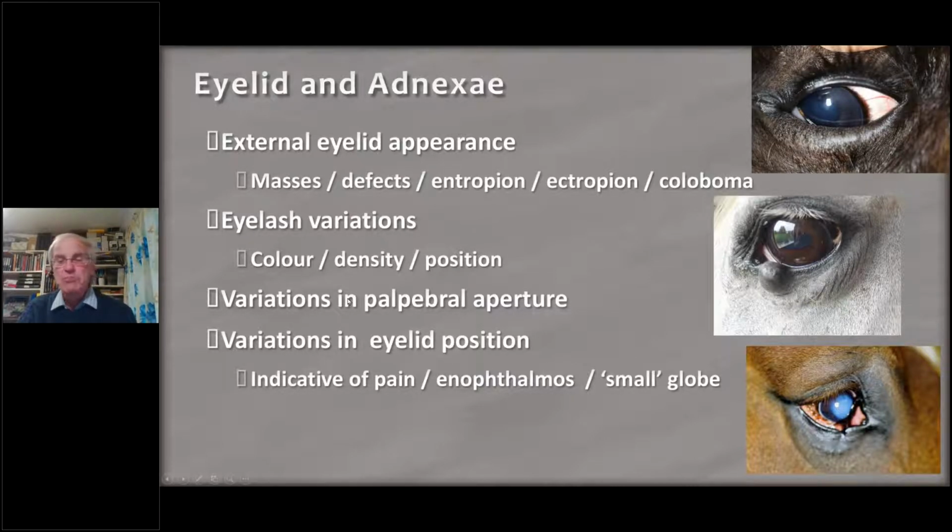So you can have the eyelash variations, of course. You can have abnormal position of eyelashes. You can have variations in eyelid position as a consequence of Horner's syndrome, where the eyelid drops down, closing the palpebral fissure, so that even the shape of the palpebral fissure can help you to some extent.